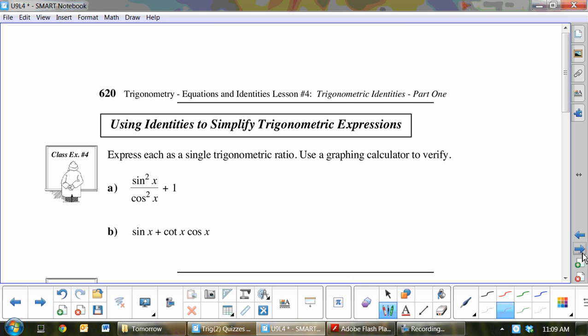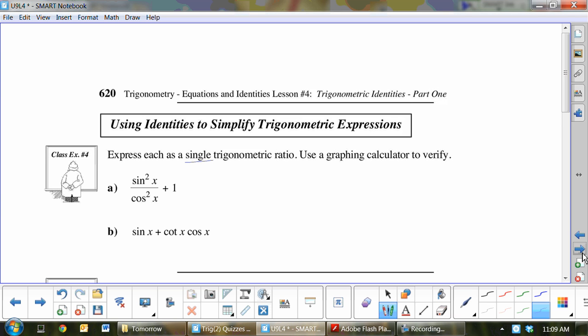Now, here's a kind of question that they will ask you to write as a single trig ratio. Now, that means one term. This right now is two terms.